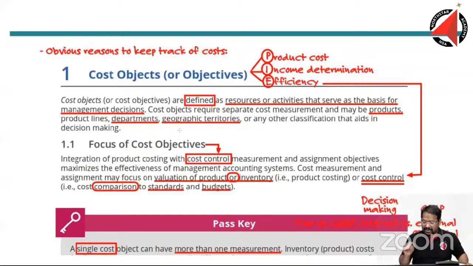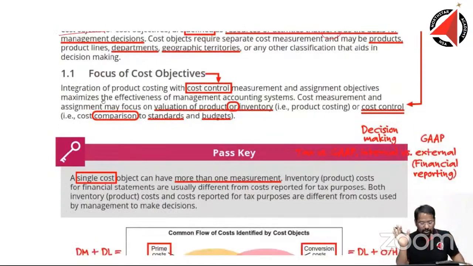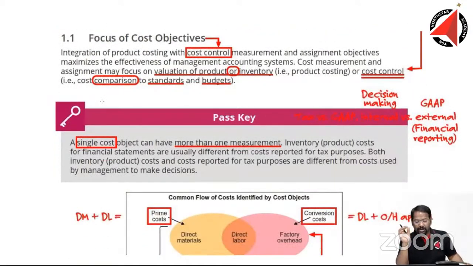What is a cost object? It is defined as resources or activities that serve as the basis for management decisions. So cost objects are basically helping the management decide the consumption of the resources for manufacturing of a product. Sounds complicated? Don't worry. Just remember cost object is resources or activities that are used for management decision making. That's all. Do you need to memorize? No, you don't need to memorize. Just keep understanding.